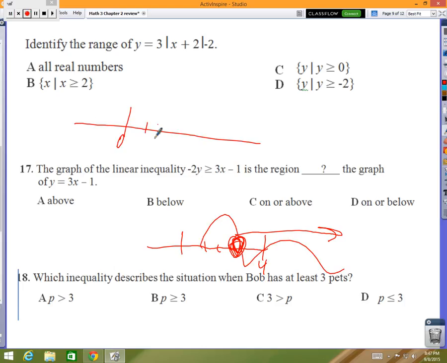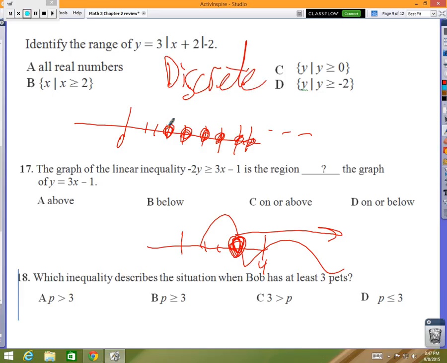Here's 0, 1, 2, 3. He'd have a pet at 3, he'd have a pet at 4, he'd have a pet at 5, 6, 7, 8, dot, dot, dot. But he would have no pets in between 3 and 4, because you can't have 3.2 pets. So your graph would look like this top one. And this top one is an example of discrete. So you have individual dots. And this one, if you have numbers in between, that is continuous. So discrete is just a bunch of dots. Continuous, you can have pets in between 3 and 4. You can have fractions of stuff. So we're going to go with B. The pets are going to be greater than or equal to 3.